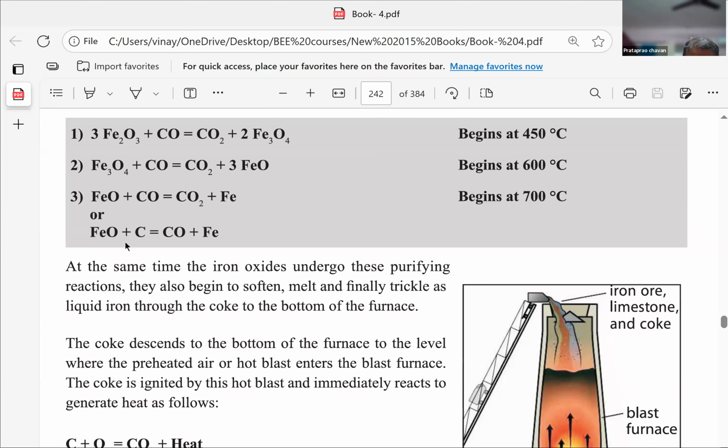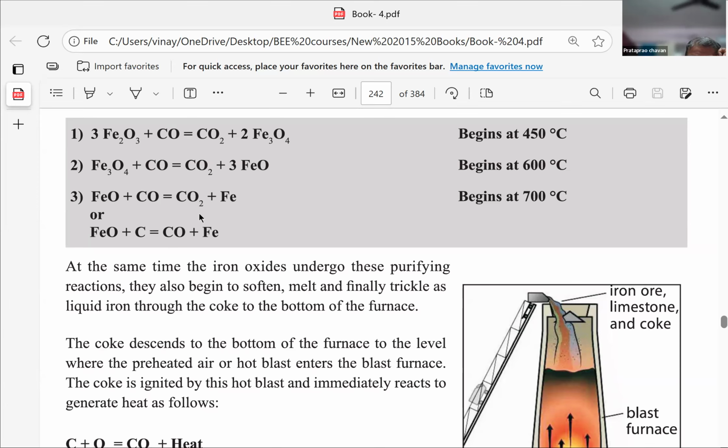This process is also described as FeO plus C equals CO plus Fe. From where has the C come? The C sometimes is injected separately. If not, then whatever coke we are putting in, coke is direct carbon, and this carbon in incomplete combustion produces CO. This CO is the reducing gas. It is responsible for removing the oxygen from the iron oxide that is present naturally.